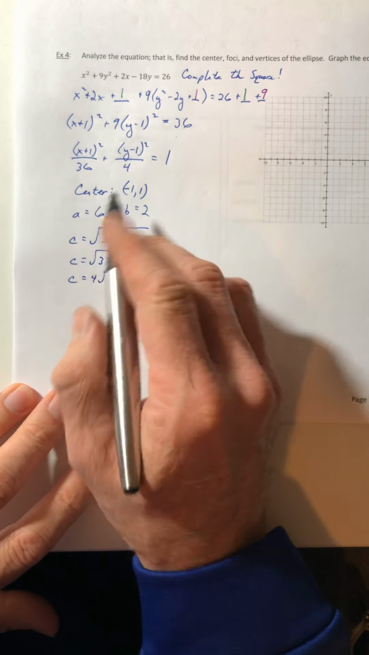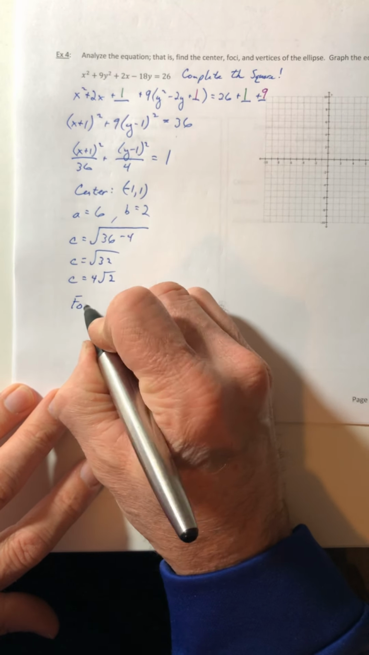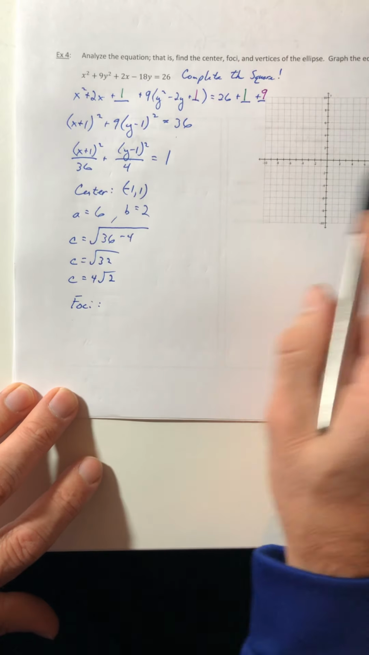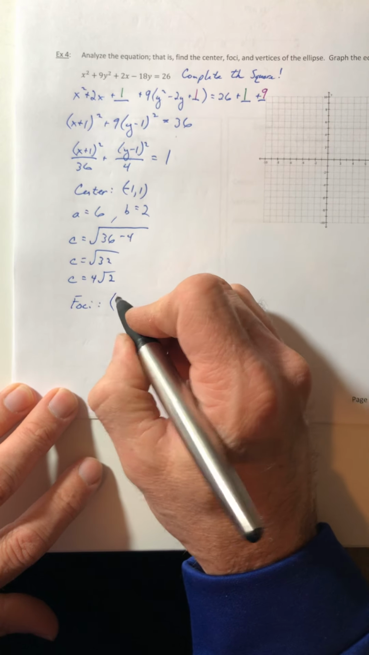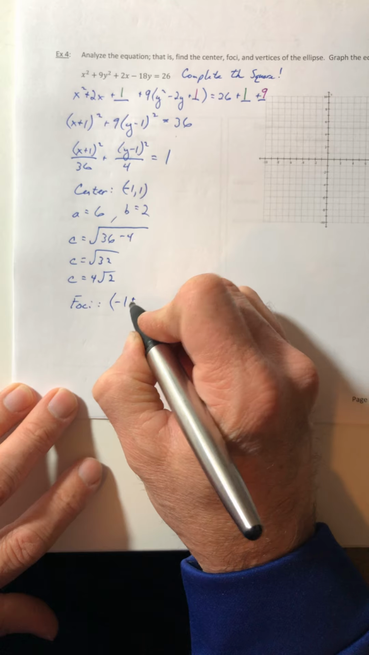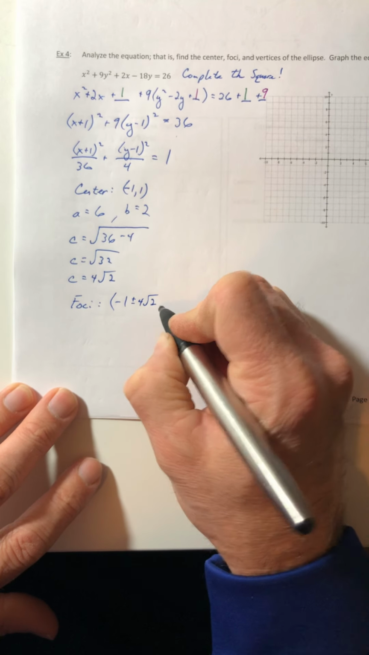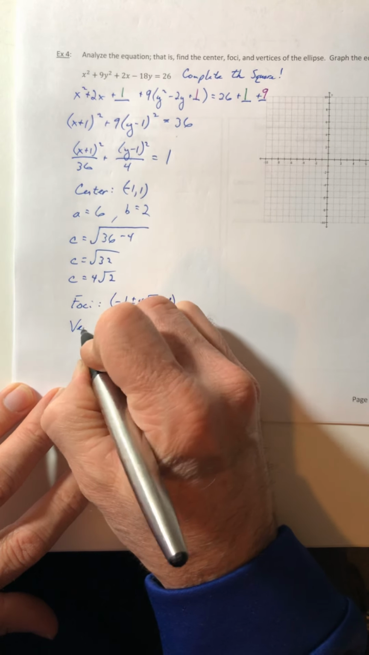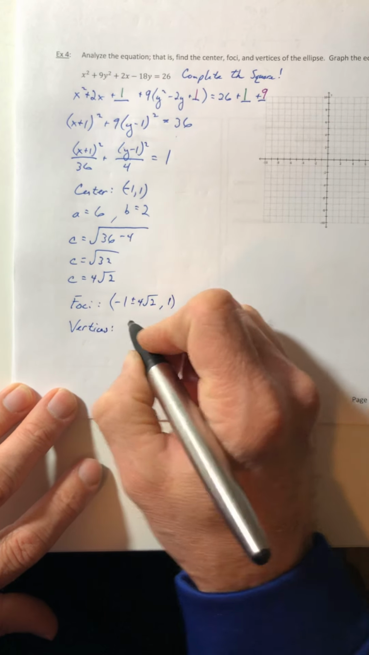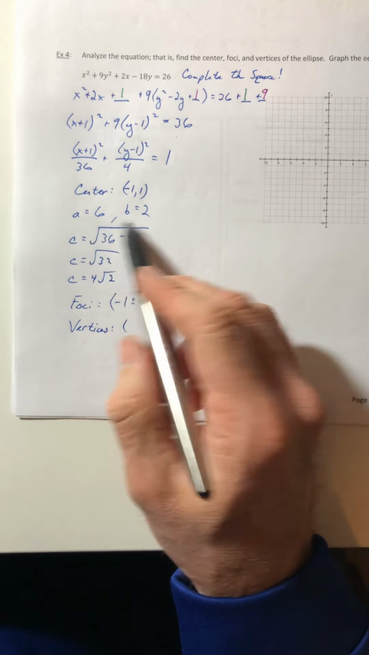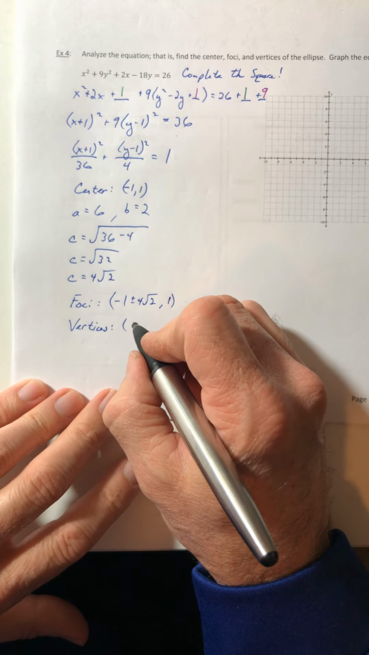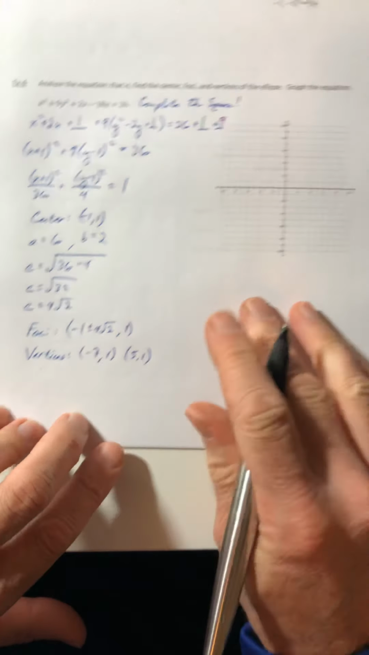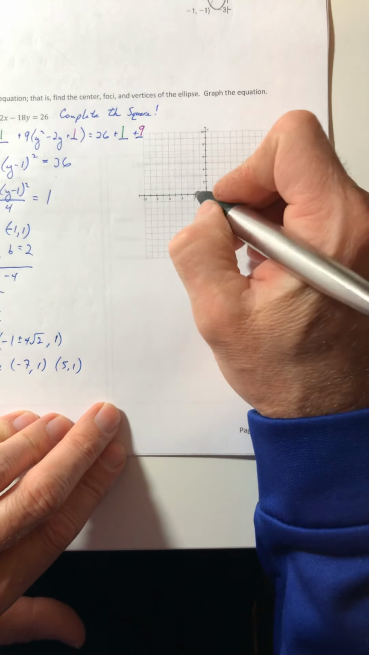Okay, so our center's at -1, 1. The focus points, since the a is the bigger one, you're going left and right. So -1 plus or minus 4 root 2, comma 1. Vertices, going left and right both by 6. So -1, 1, and 5, 1. So let's go ahead and graph it.